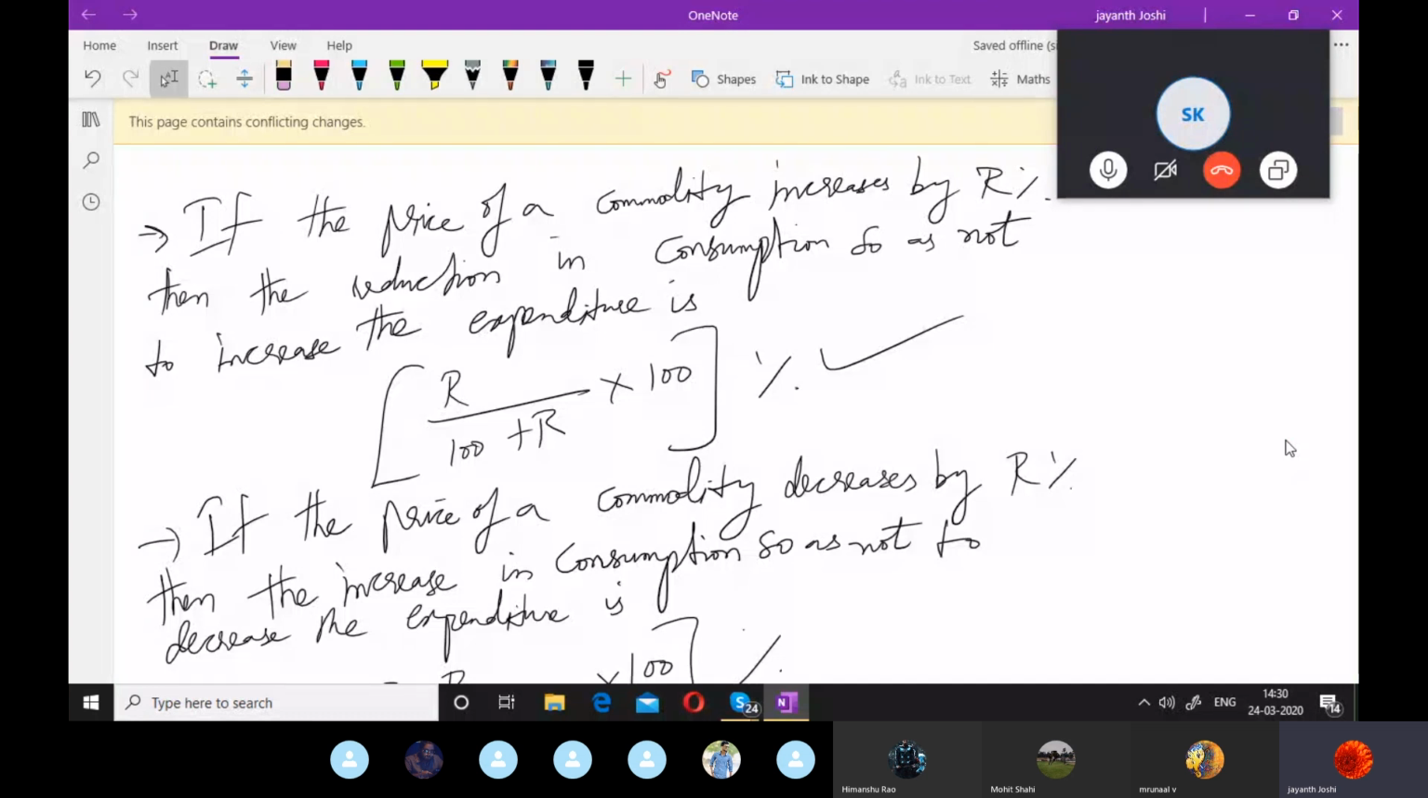If the price of a commodity increases by R%, the reduction in consumption is by R by 100 plus R into 100%. So whenever you get a question that the price of some commodity has increased by 10%, and the reduction in consumption is done by how much percent, the percentage is R by 100 plus R into 100, the whole percent. Okay. Now let's do the next formula.